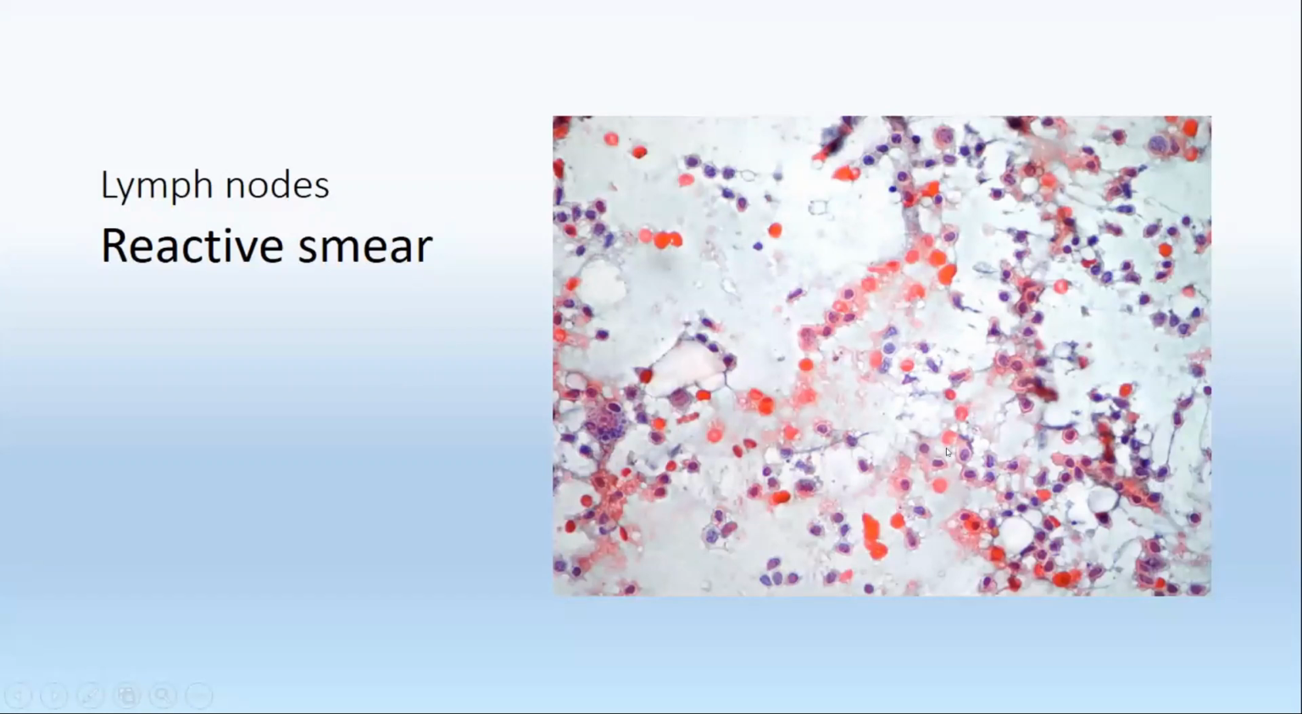This is benign because you can see a mixed population of cells. Lymph nodes basically have lots of lymphoid cells. But we can see tingible body macrophages. This is a clue whether we are dealing with benign or malignant lymph nodes. The presence of tingible body macrophages, which are part of the antigen presenting cells, tells us that the lymph node is benign.